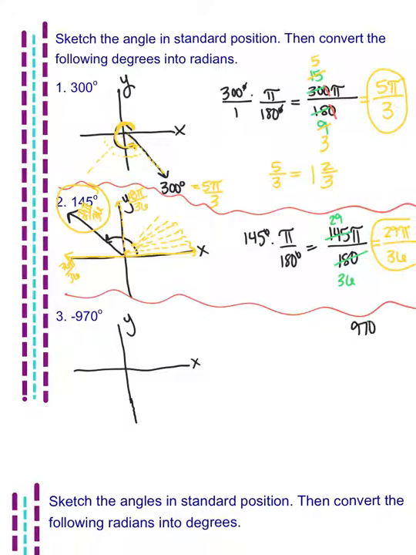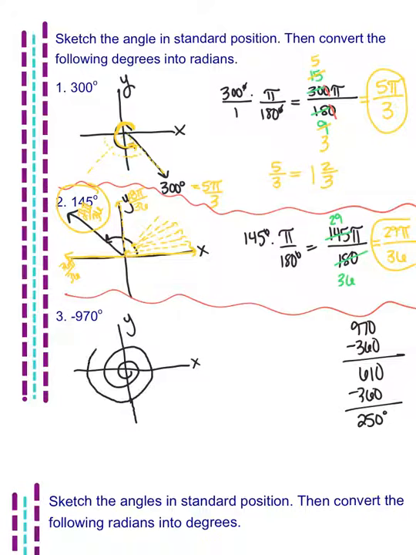Let's take 970 and subtract 360. That leaves me with 610 degrees. So that's one rotation. Let's subtract 360 again, because it's going to be bigger than that rotation. And I get 250 degrees. All right, so let's go around again. Now I need to go 250 degrees. Going in this direction, it's 90, 180, and I need to stop at 250 degrees, which is going to land me in quadrant 2.